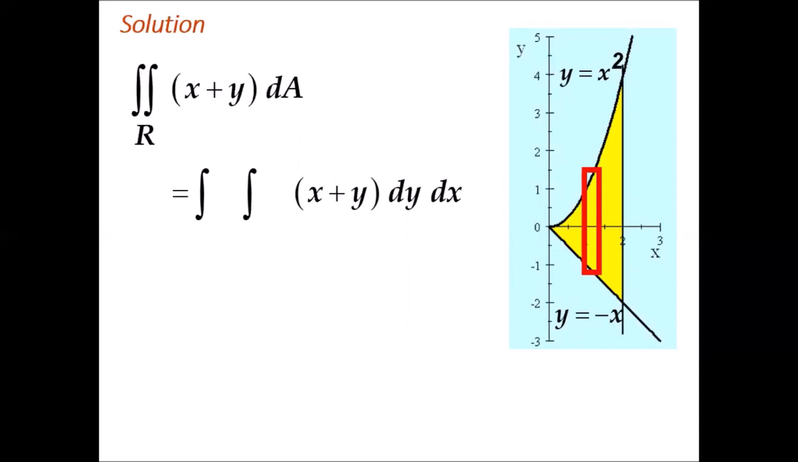For the bounds of the innermost integral, we consider the upper and lower bounds of the region R and express them in terms of the variable x. So we have negative x and x squared. Now for the bounds of the outer integral, we consider the leftmost and rightmost bounds of the region R. Take note, here, x varies from 0 to 2.